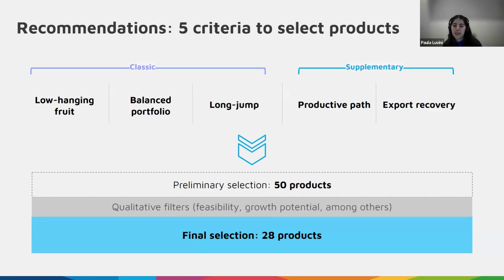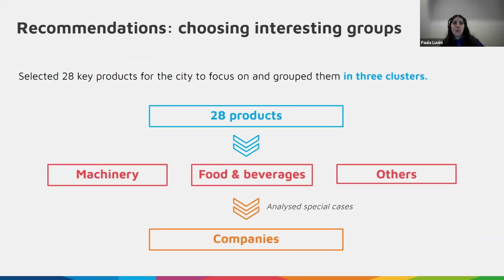After doing all that qualitative filtering, we reached a final selection of 28 products, 28 key products that the city and the government should look into. And we went a step further, analyzing them in terms of their similarity in sectors, meaning, okay, these 28 products come from 5 criteria of economic complexity, but we can also see them in their similarities.